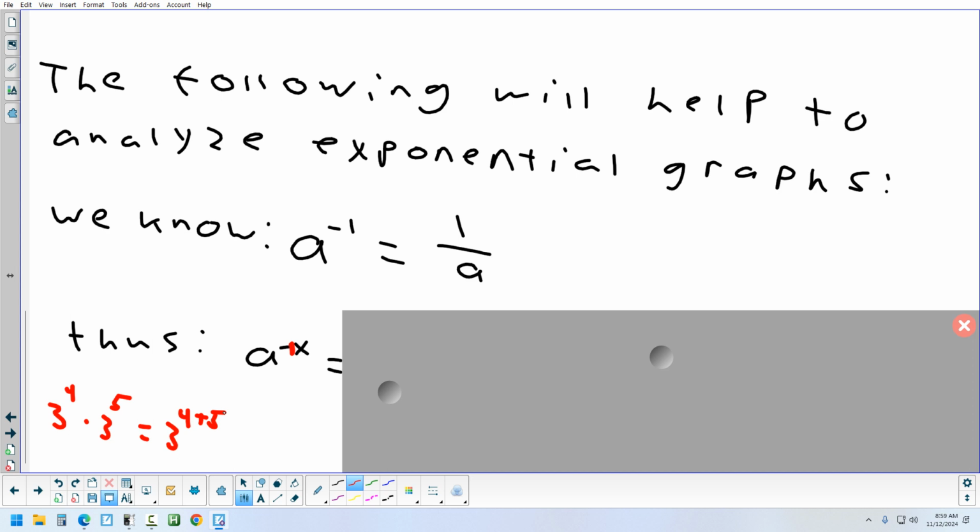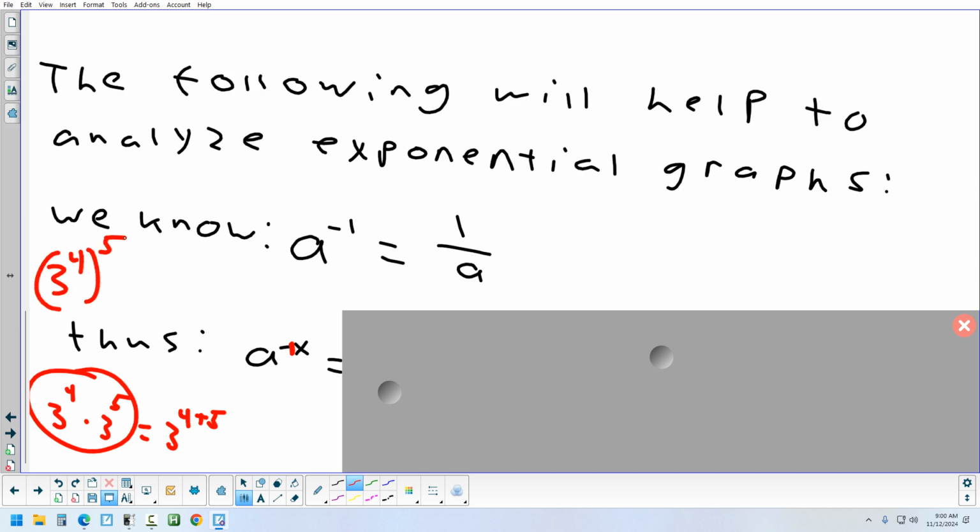But I'm looking for a rule kind of like this, where you wouldn't add the 4 and the 5, you would multiply the 4 and the 5. When does that happen? If the 3 to the 4th was put to the 5th power? Right, 3 to the 4th to the 5th. That would be when you would multiply two things together. So that would be 3 to the 20th.